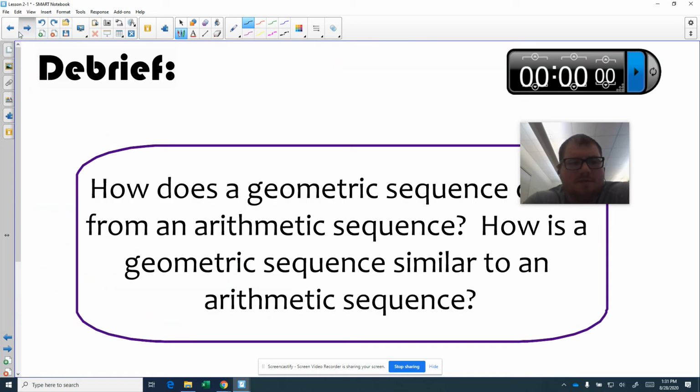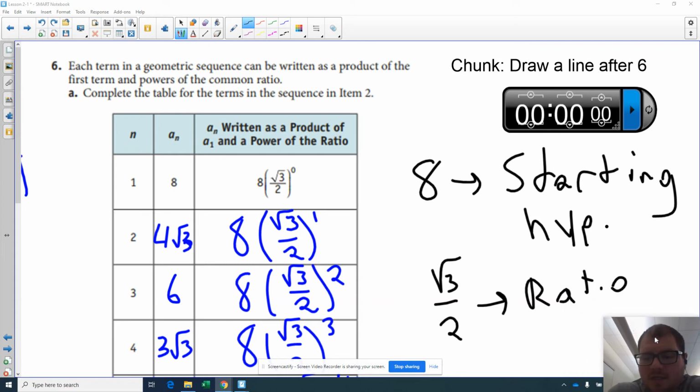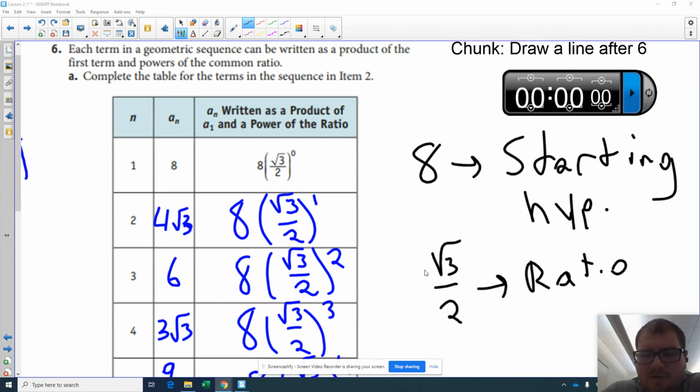Last thing we really want to talk about is basically how do we come up with the actual equation for geometric sequence. So basically what I have for you here is everything that we're going to be discussing going forward, okay? All the math that we just did, I have written out without the picture, okay? Remember from our starting problem for that triangle, 8 was our starting hypotenuse, and we already talked about how the ratio was square root of 3 over 2.